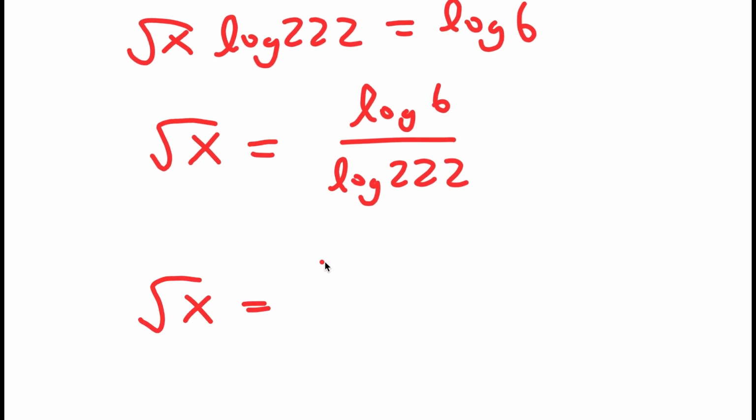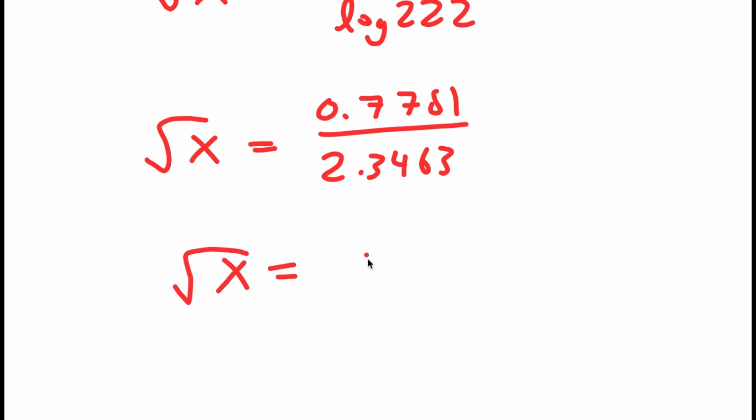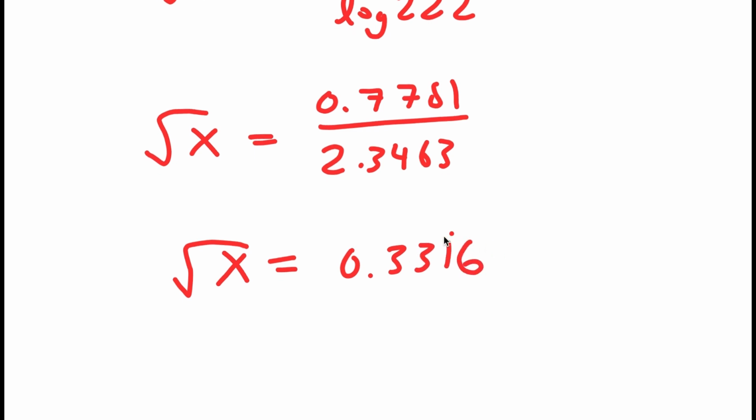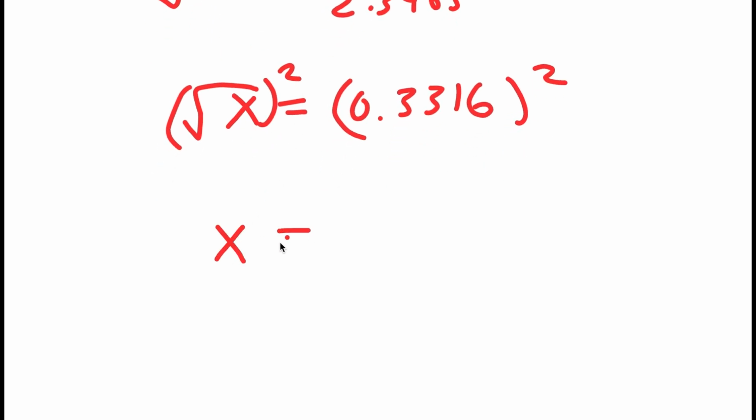So the square root of x is equal to 0.7781 over 2.3463. And now this is equal to 0.3316. So now by squaring both sides, square root of x squared is obviously just x. So I get x is approximately 0.1099.